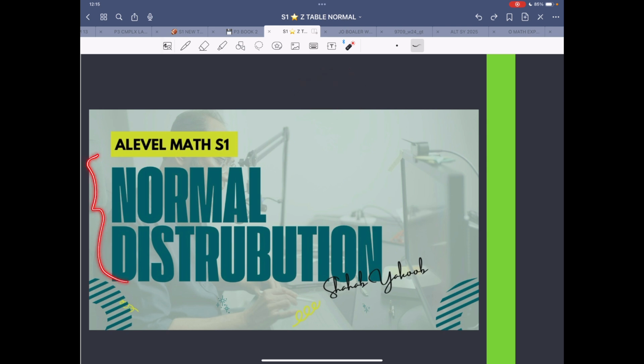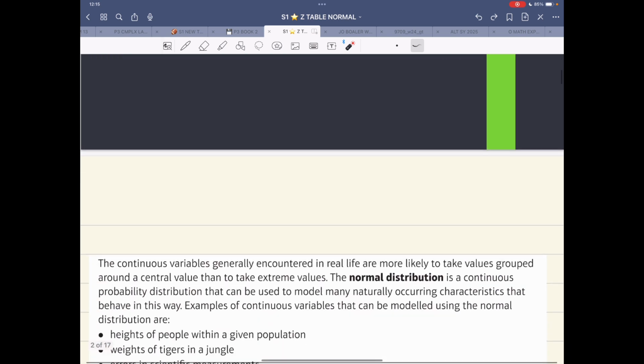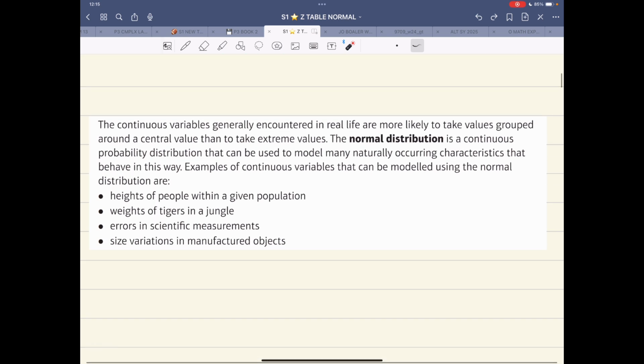Normal distribution, you have heard the name before. It's part of the S1 syllabus, which is paper 5. It's a pretty technical chapter, so let's get started with the basics of normal distribution. Now, first of all, what is normal distribution?